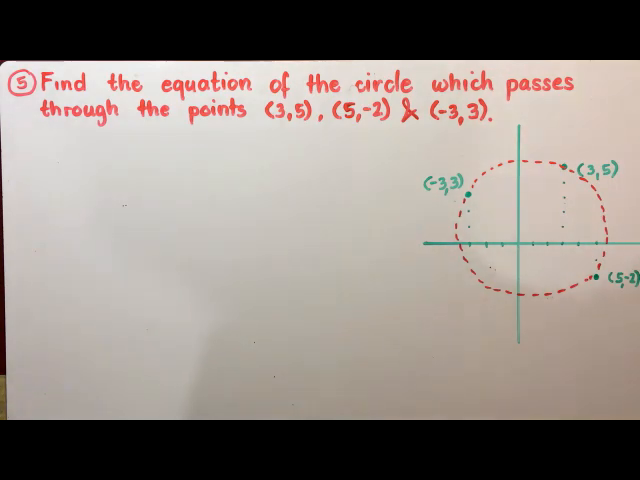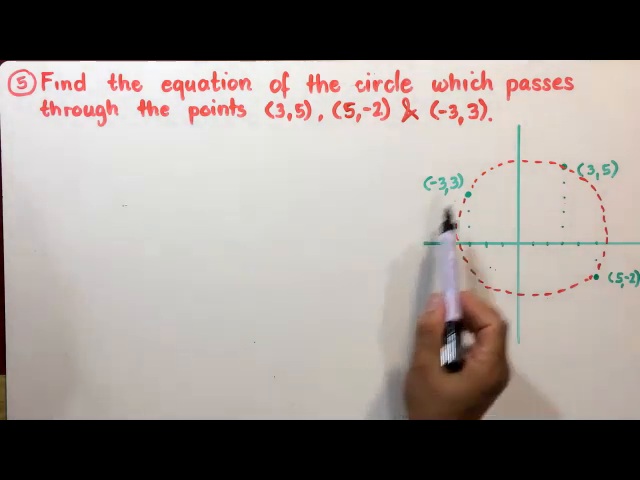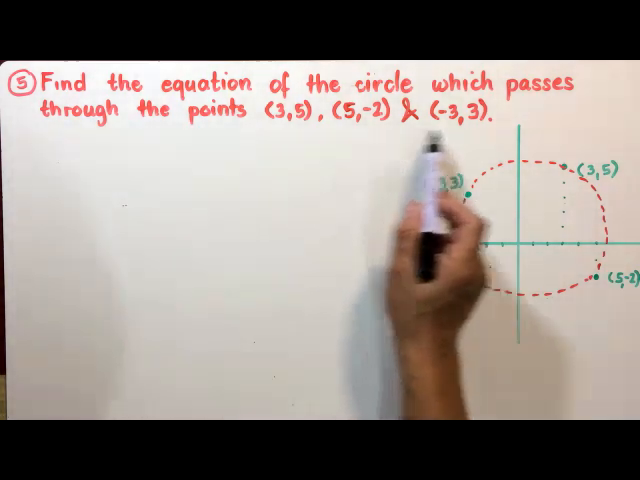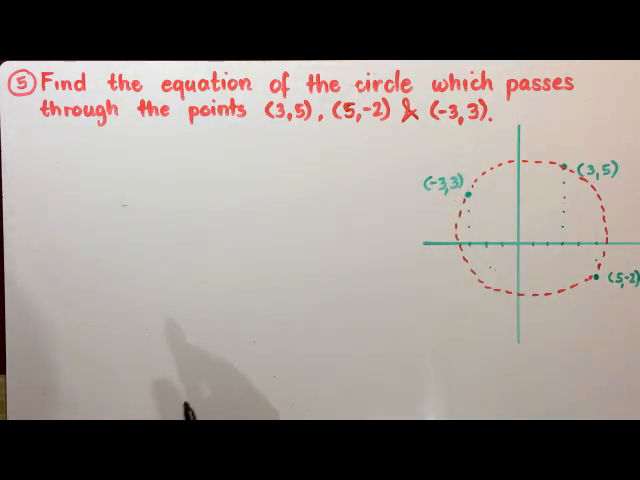There. That's an approximate drawing graph of the circle required in this problem. However, we are only given these 3 points on the circle. So how will you find the equation of the circle containing these 3 points? In other words, it's a circle that is determined by these 3 points.